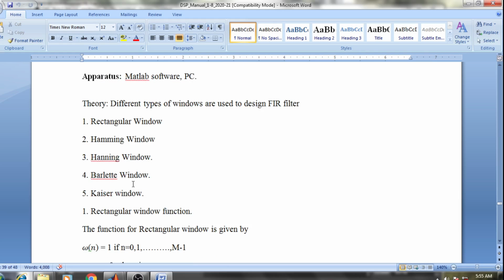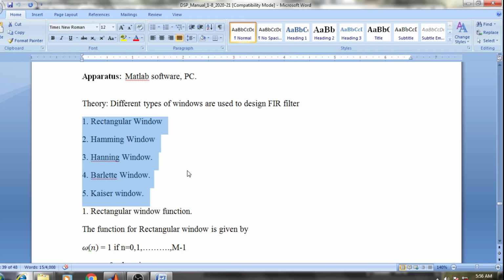First of all, we will discuss which types of windows are present. There are different types of windows used in the design of an FIR filter, like the rectangular window, Hamming window, Hanning window, Bartlett window, Kaiser window, and many more. There are a number of windows in the world of digital signal processing, but a few are listed from your curriculum point of view.